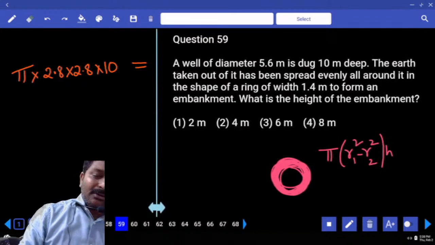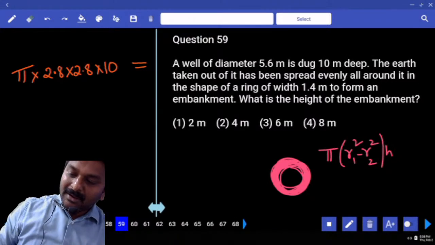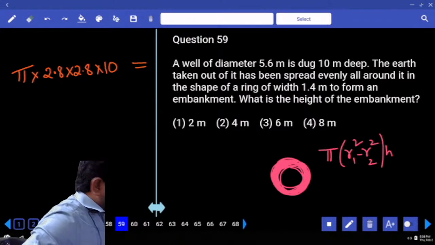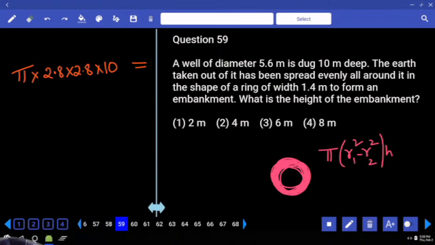So now we need to know what is r1. Now what is this hollow shape? What is this hollow shape?